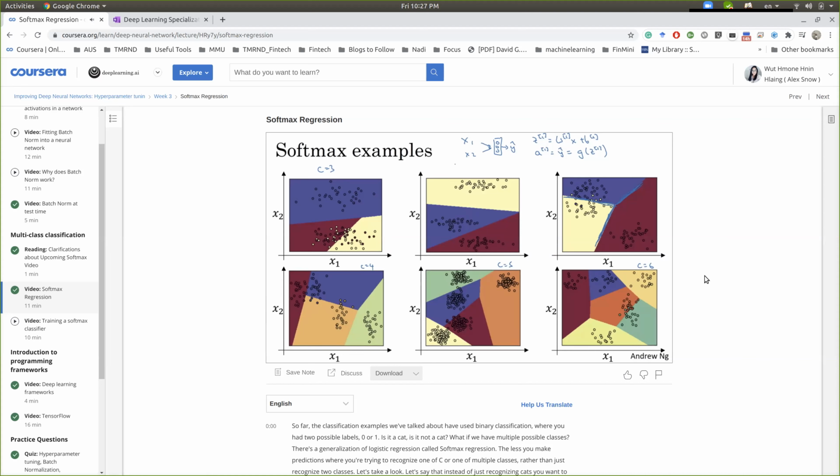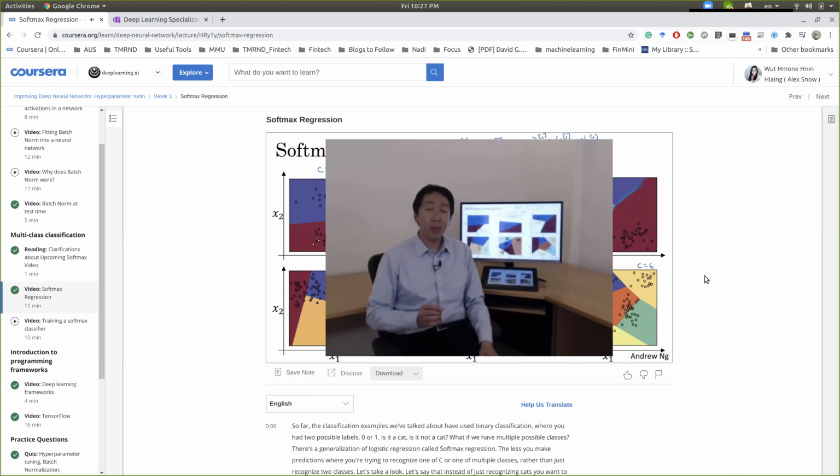Of course, if you have a much deeper neural network with X and then some hidden units, and more hidden units, and so on, then you could learn even more complex nonlinear decision boundaries to separate out multiple different classes. So I hope this gives you a sense of what a softmax layer, a softmax activation function in a neural network, can do. In the next video, let's take a look at how you can train a neural network that uses a softmax layer.